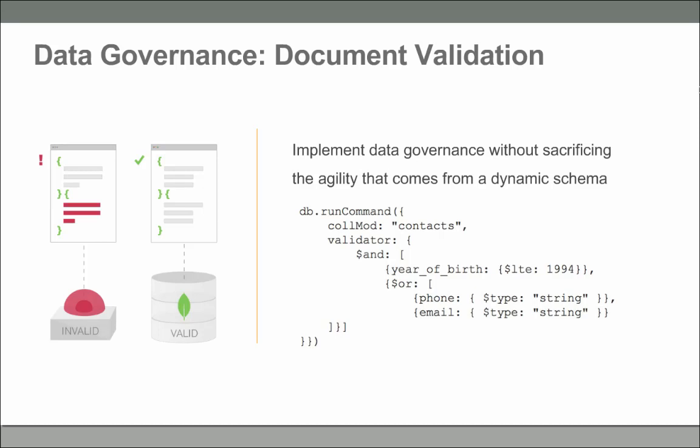It allows you to enforce data quality across multiple team scenarios where multiple applications or multiple teams are writing data into a single application. And you are using the familiar constructs of MongoDB expressions in terms of validating that document. For example, in the example on the screen, there's db.runCommand with a collMod operator, which is basically adding the validator to say that year of birth is less than or equal to 1994, or the phone number and email are of type string. And this allows you to enforce data governance while still adhering to the basic principle of dynamic schemas.